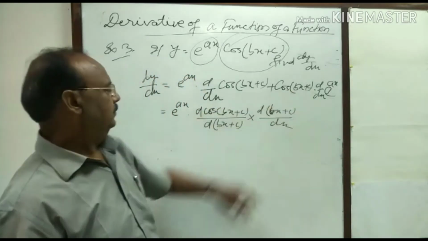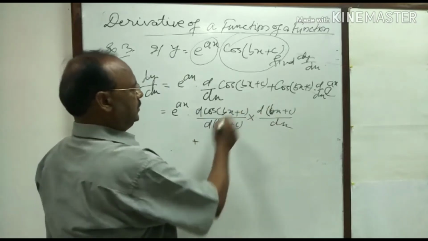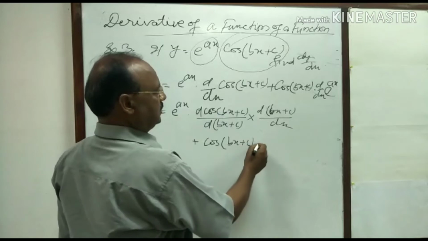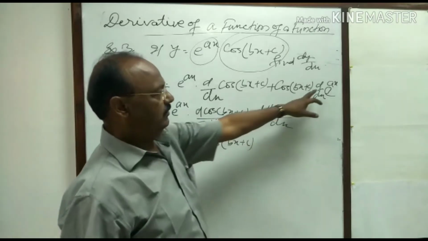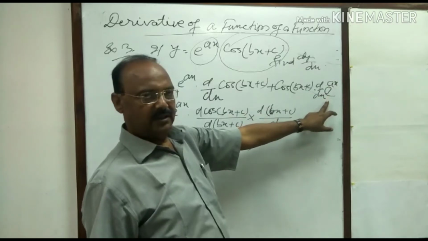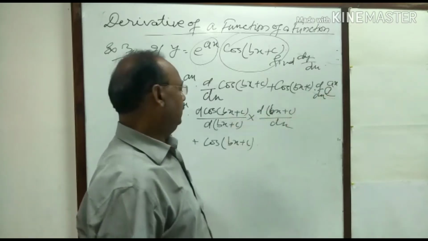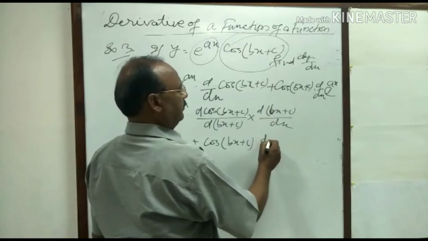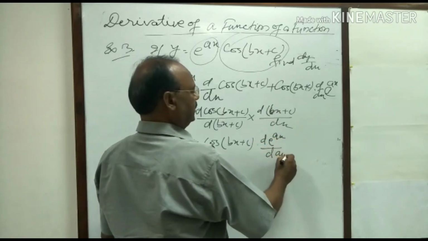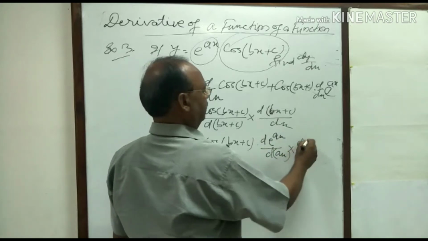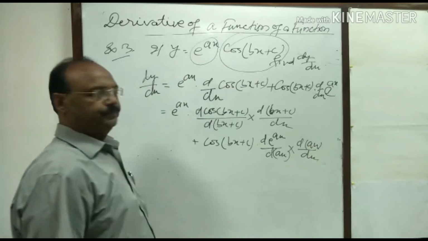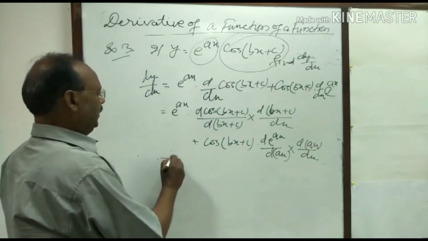Now you see second term. Yes, second term is cos of (bx plus c) into derivative of e to the power ax with respect to x. Again we can apply chain rule here. So we can write derivative of e to the power ax with respect to ax into derivative of ax with respect to x.